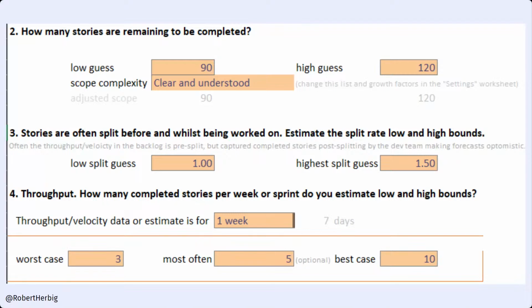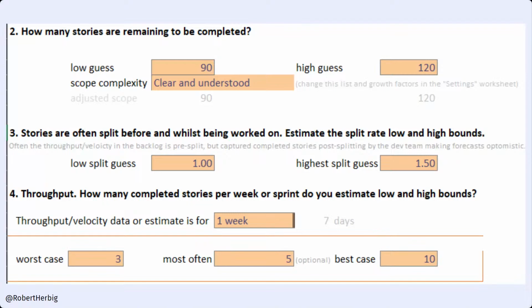What does the team think the low guess is for the work to execute and to accomplish this goal? What about for the high guess? The same with split rate and throughput, right? How much work can we get done on a low sprint or on a high sprint? It's these conversations that really drive the learning and get the team on the same page about what our inputs look like and what the shape of our work will probably result in.